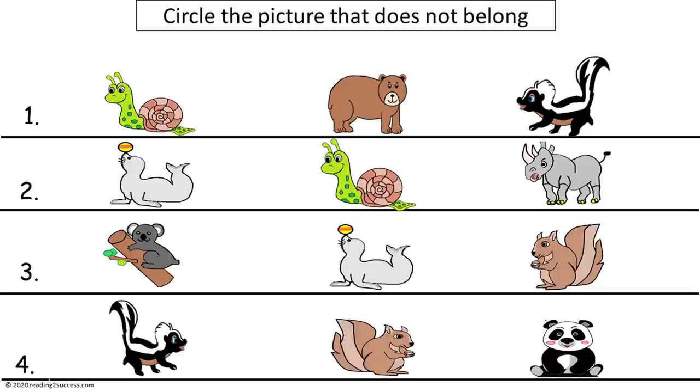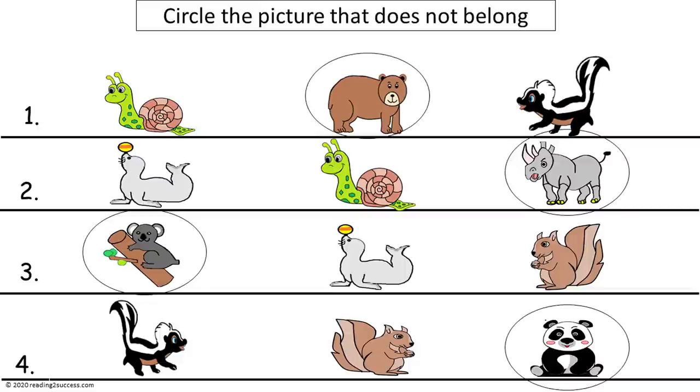In this activity, kids have to circle the picture that does not belong. So with the kids, say each picture so that they hear the beginning sound. In row one, we have a snail, bear, and skunk. In row two, we have a seal, snail, and rhino. In row three, we have a koala, seal, squirrel. And in row four, we have a skunk, squirrel, and panda. And the answers are bear, rhino, koala, and panda.